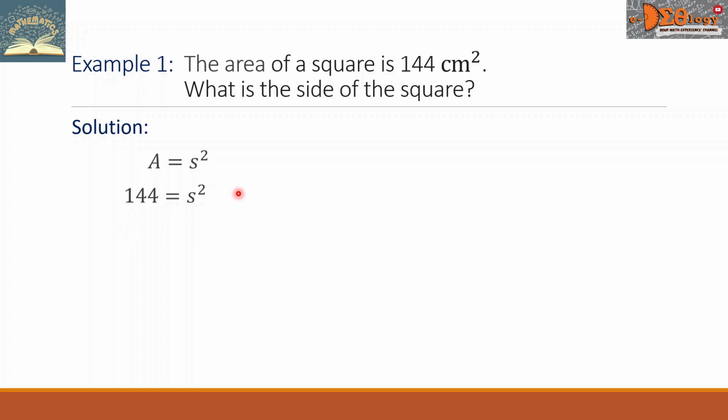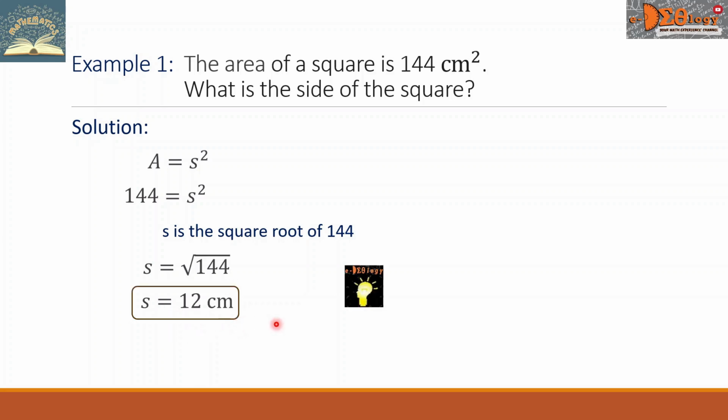By this equation, we can say that S is the square root of 144. In symbol, we can write S equals square root of 144. And we can simplify this into 12. S equals 12 centimeters. This is the answer.